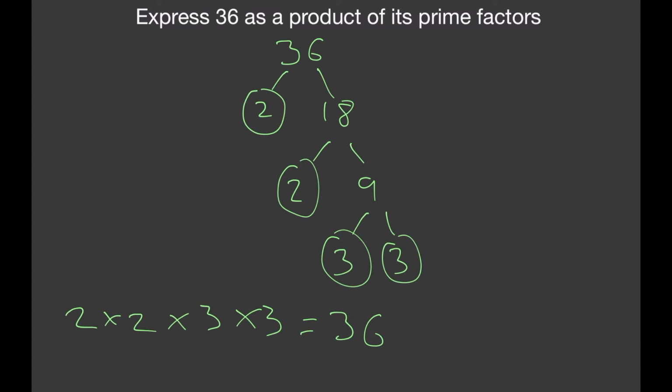So let's have a look at another example. So let's look at 77. So let's express 77 as a product of its prime factors. So once again, we're using the factor tree method. So 77 at the top, and we'll expand it into two branches, two numbers that multiply together to make 77. So we can have 7 on the left branch and 11 on the right branch.